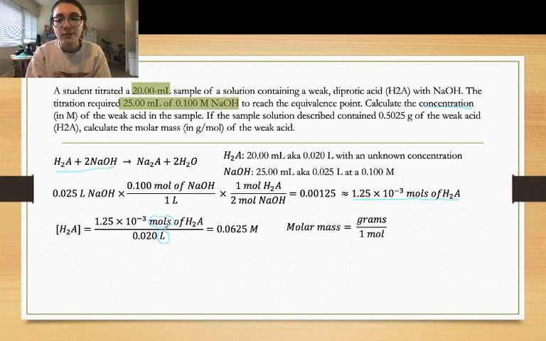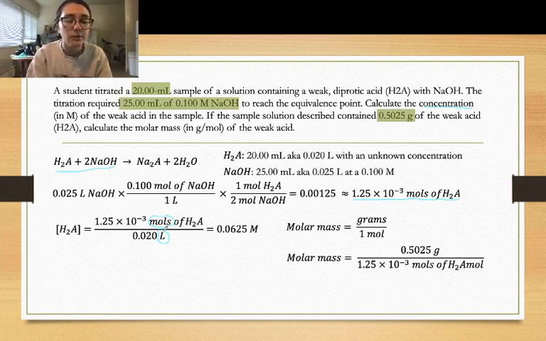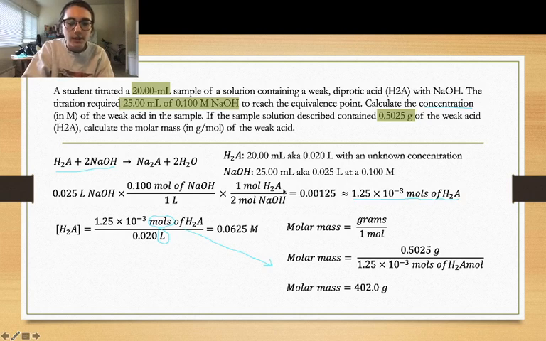Now, molar mass is grams per mole. I do know the grams. That comes from my equation, 0.5025, so I plug that in, plus I know the moles. I get the moles because I already found the moles when I was trying to calculate the concentration, so I'm just going to plug that in down here, type it into my calculator, and I get 402. Awesome, just what I wanted.